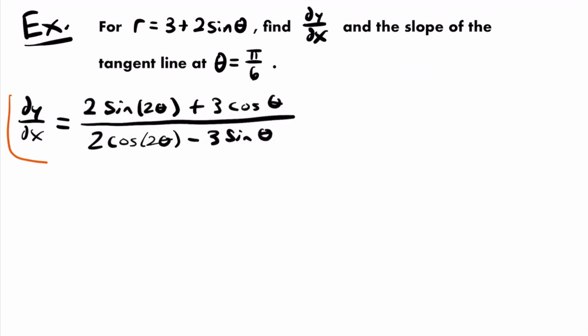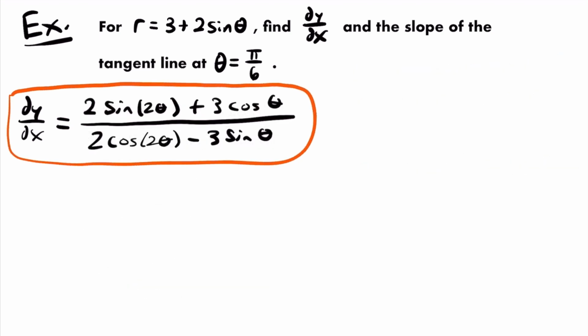All right, so this was the first part of our example. We have now found our derivative dy dx, right? We wanted to find that derivative, and then we also want to find the slope of the tangent line at this angle of theta equals pi divided by 6. So what we'll do is use this derivative and evaluate it at this angle to find the slope of the tangent line at that angle. So we'll use our derivative dy dx and evaluate it at theta equals pi divided by 6.